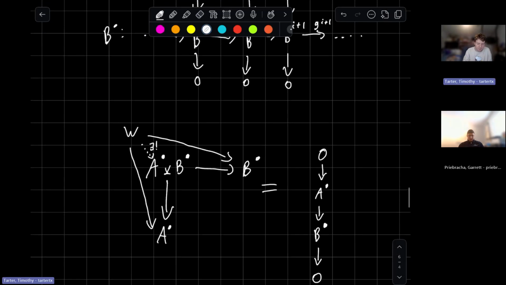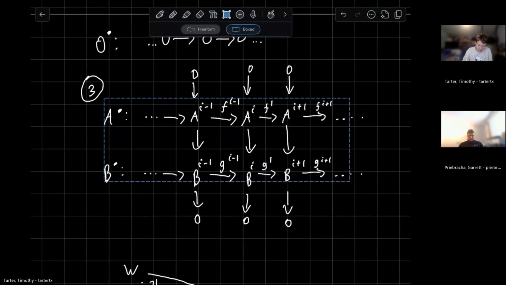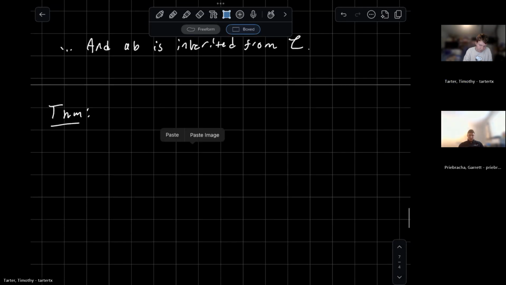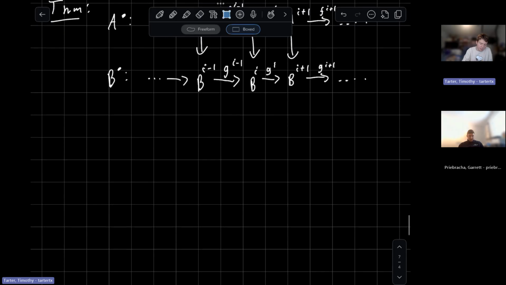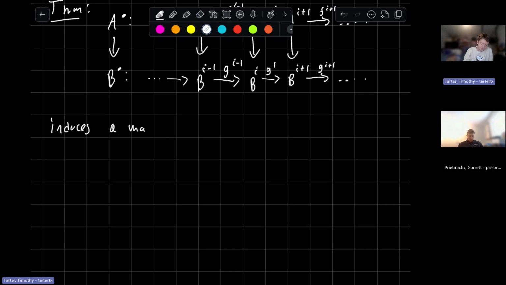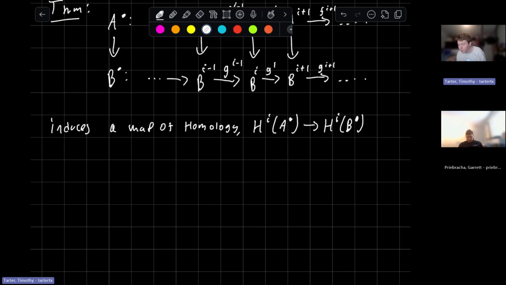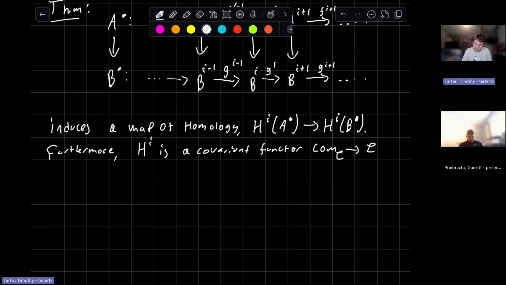So, theorem: this double complex induces a map of homology from the ith homology group of A to the ith homology group of B. Furthermore, H_i is a covariant functor from Com C to C.